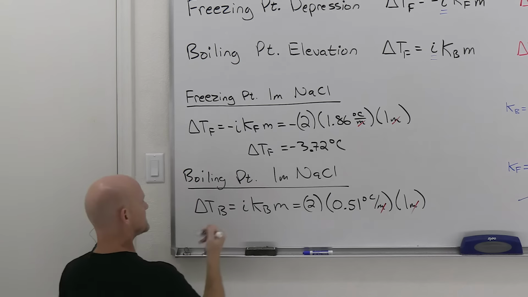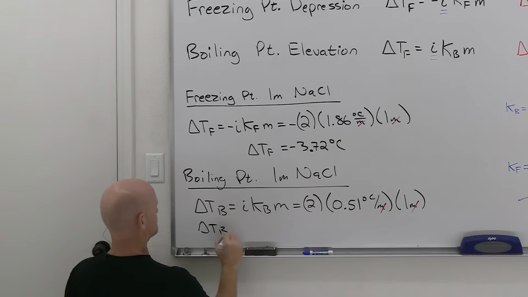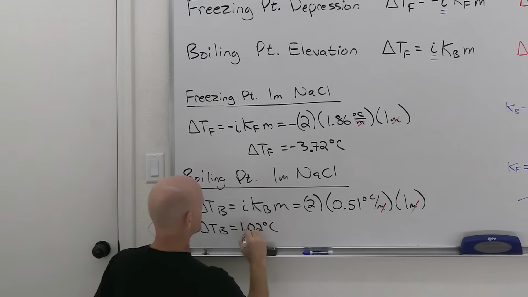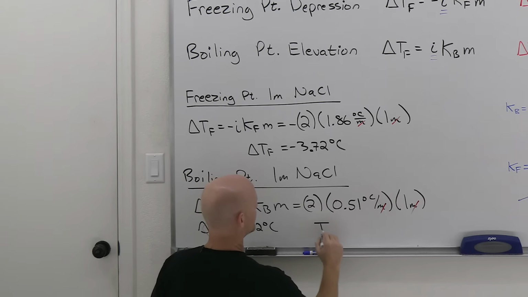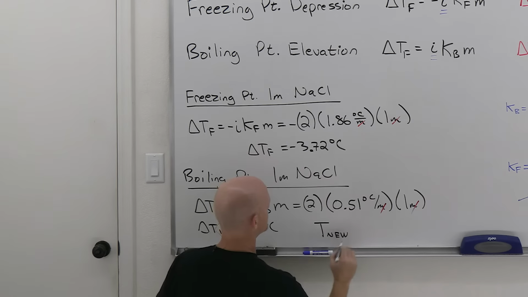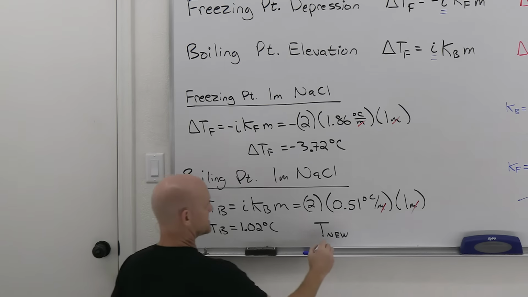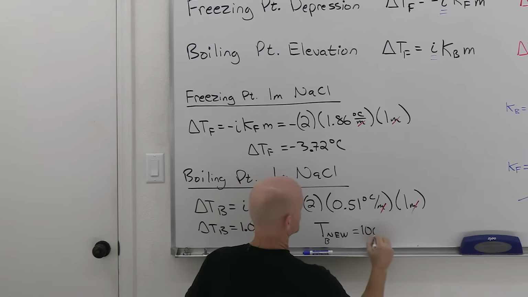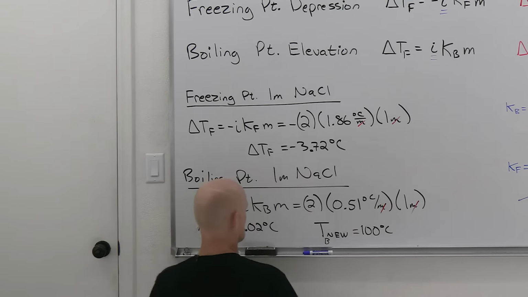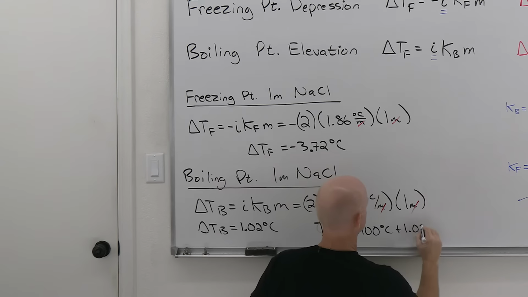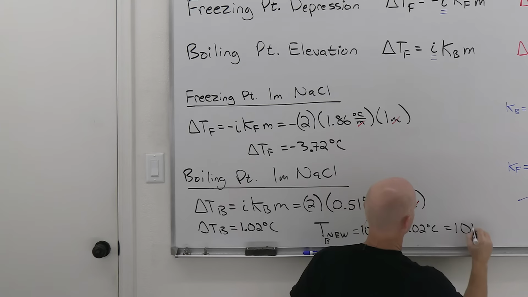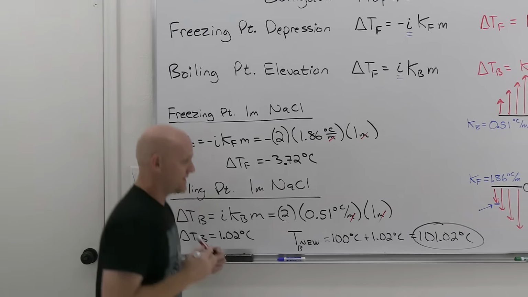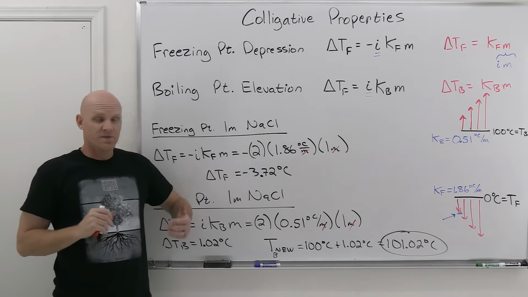And so we'll see that our delta T here is going to equal 2 times 0.51, which is 1.02 degrees Celsius. And so if we want our final, which again I'll call the new boiling temperature, let's get a B in there as well. So then we take the original boiling temperature of 100 degrees Celsius, add in the 1.02, and now we're going to have 101.02 degrees Celsius as our new boiling point. Cool, and this is the way this works.